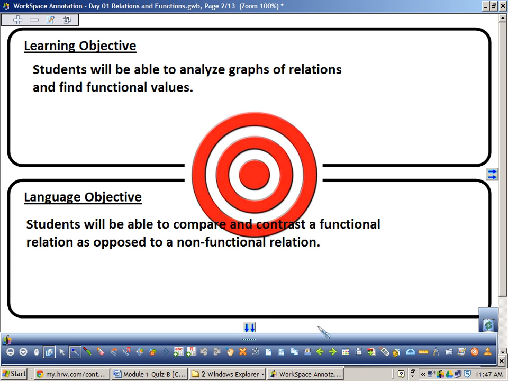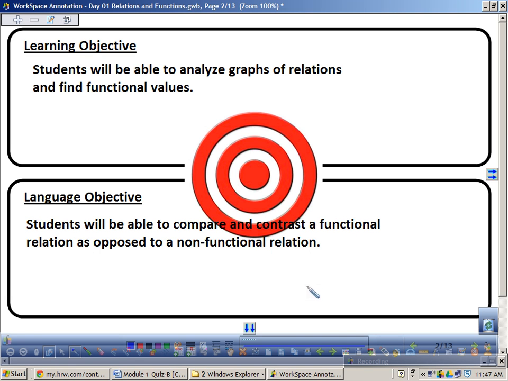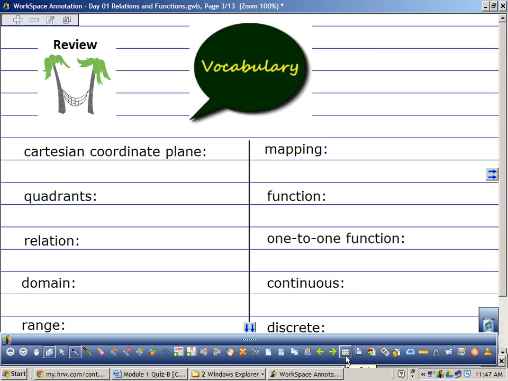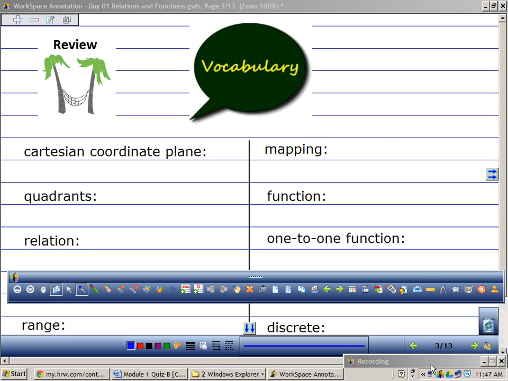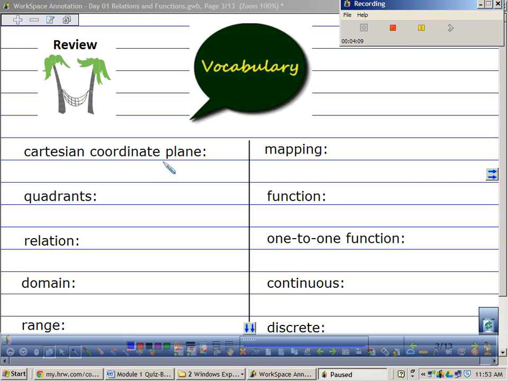Okay, so let's use them. Students will be able to analyze graphs of relations and find functional values. I want you to be able to compare and contrast a functional relation as opposed to a non-functional relation. So we're talking function, non-function. All right, let me pass these out for you. 3, 2, 1. Okay, Cartesian coordinate plane.